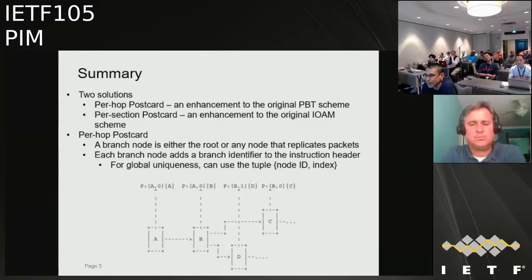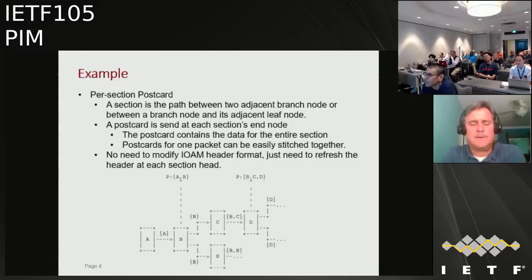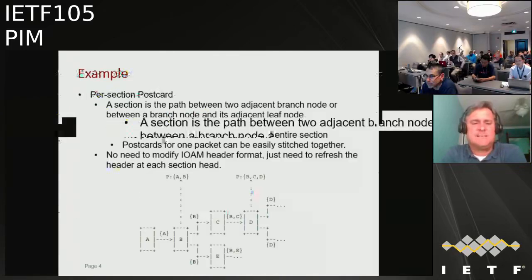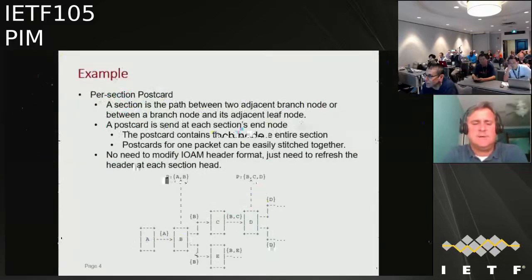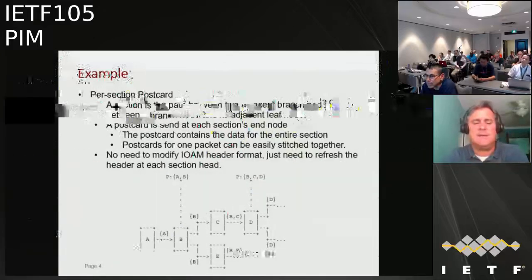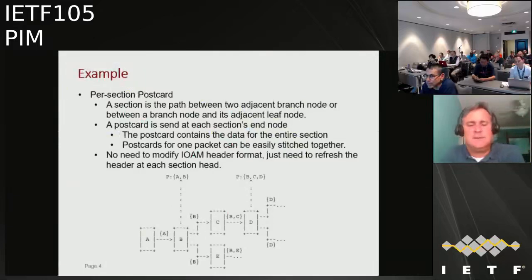Next slide. Yeah, okay, example. Perfect. And then there's a per section postcard example as well. Another proposed solution is that a section is the path between two adjacent branch nodes, or between a branch node and its leaf node. And then a postcard is sent at each section's end node, and that postcard contains data for the entire section. And these postcards for a packet can be stitched together. There's no need to modify any IOAM header format. We just need to refresh the header at each section head and send that information up to a telemetry collector.